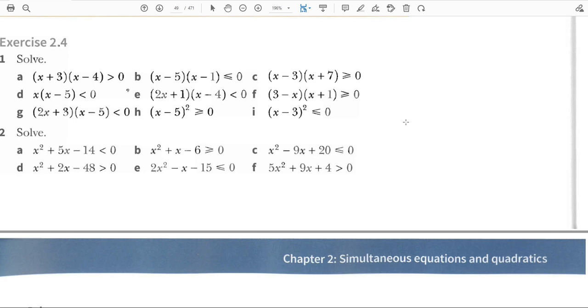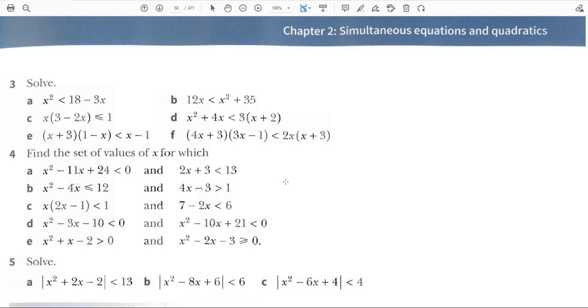In question number 1, each and every part is factorized. In question number 2, we have to do factorization, but each and every part given is in standard form. Standard form means the first term is x square, the second term is without square, the third term is constant, and the right hand side is 0. Now come to question number 3, the main topic. In question number 3, we have to first write each and every part in standard form, then factorize and then solve. So let's start.